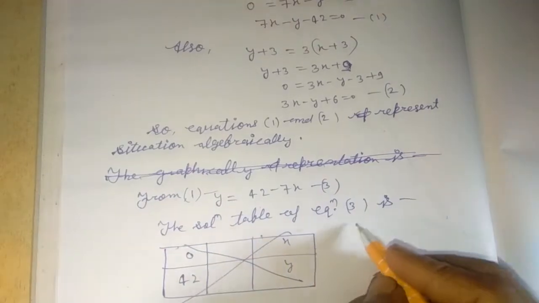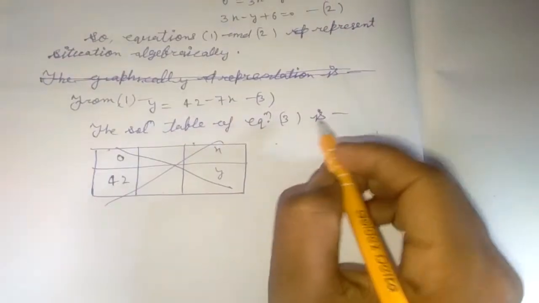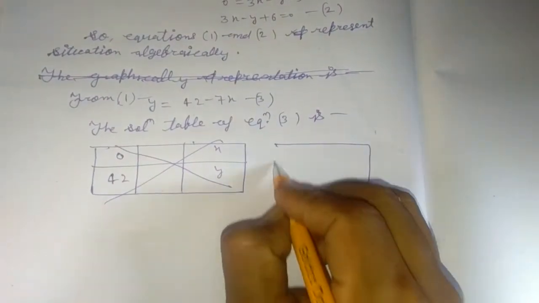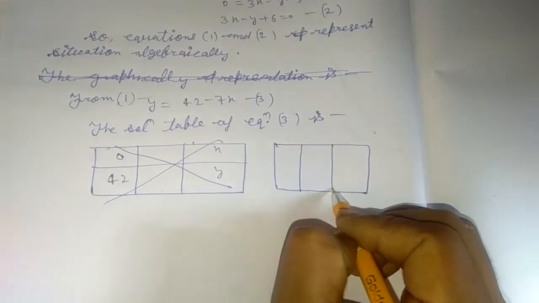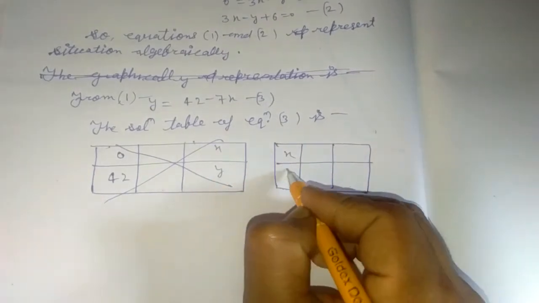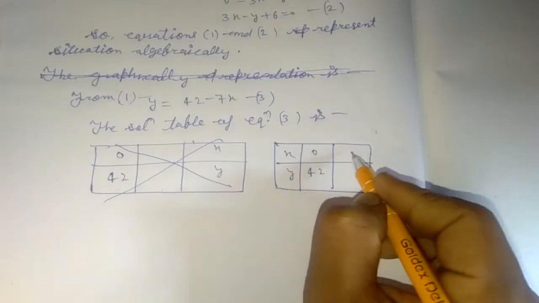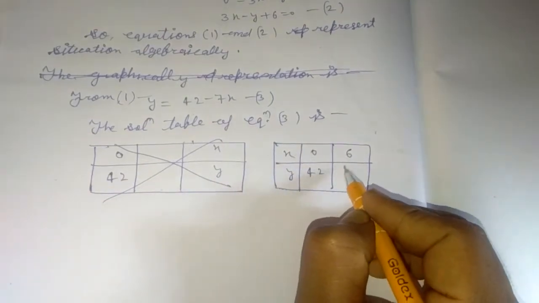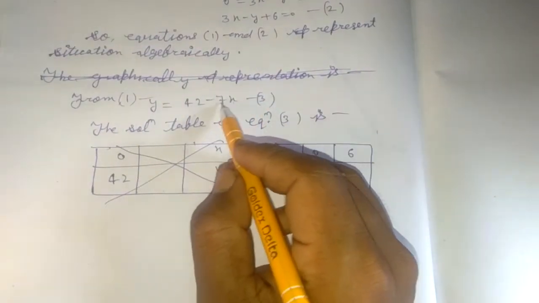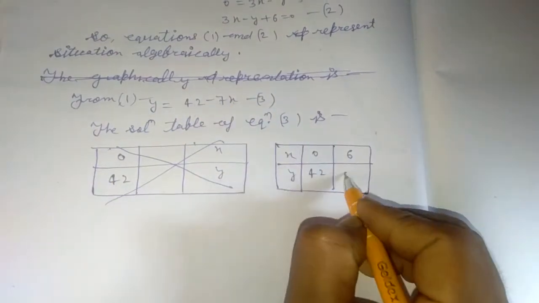This is the wrong table. Now look at the right table. First we put x and y. We put x equal to 0, we get 42. Again we put x equal to 6, we get 7 times 6 is 42, and 42 minus 42 will be 0.